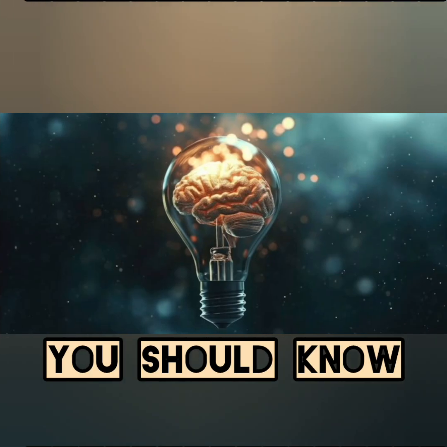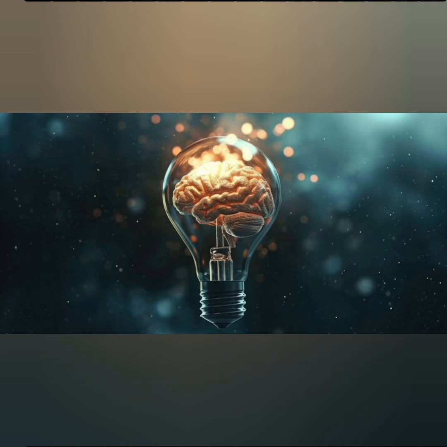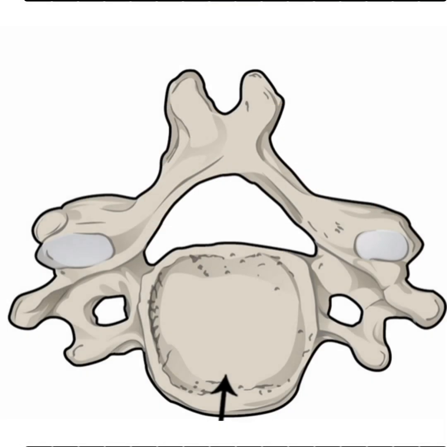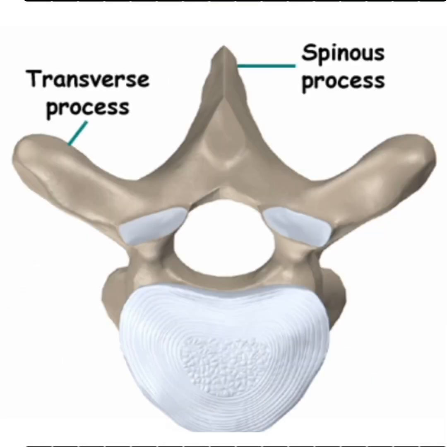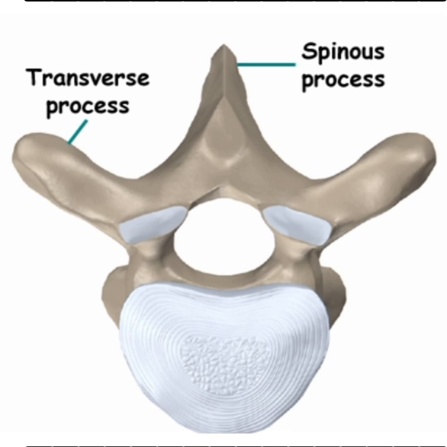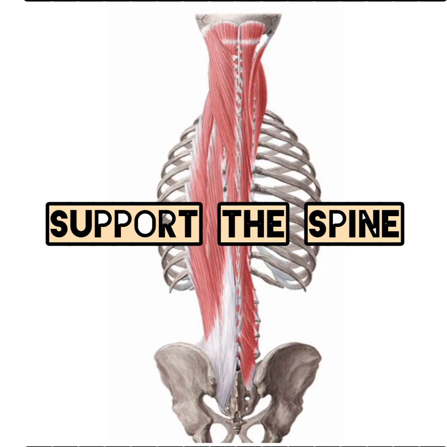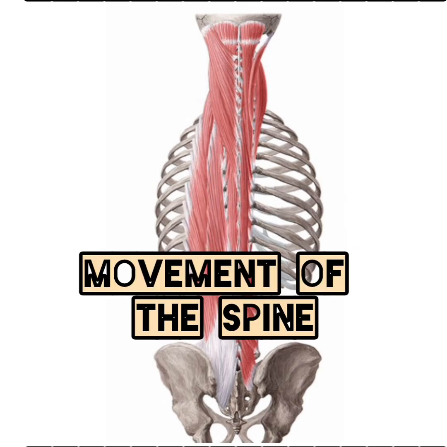Before I enter into the topic, you should know one thing. What is vertebral body? What is spinous process? What is transverse process? And what is transverse foramen? Vertebral body. It is the main part of the vertebrae. Spinous process. Process means projection or outgrowth. The spinous process gives the attachment to the ligaments and muscles. That's why the spinous process helps to support the spine and the movement of the spine.